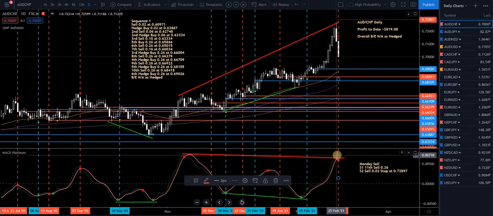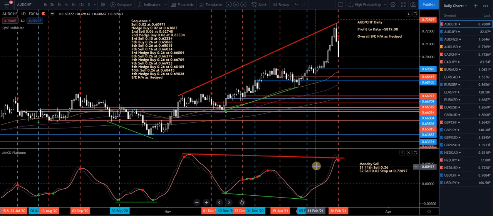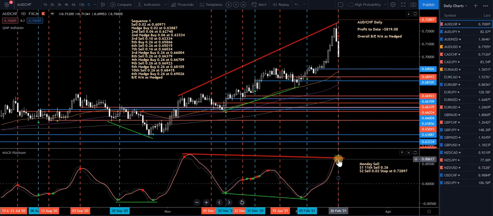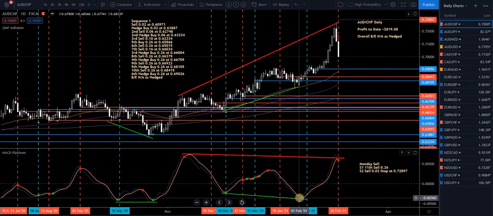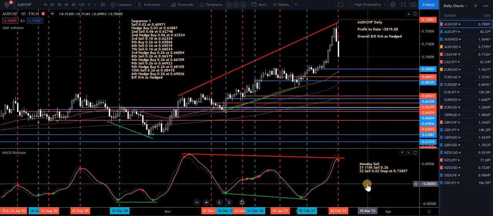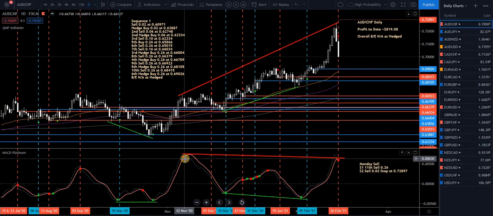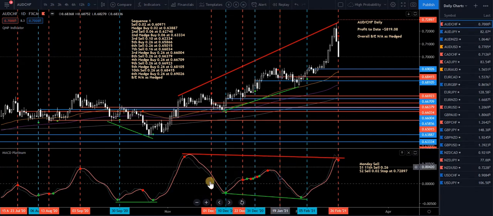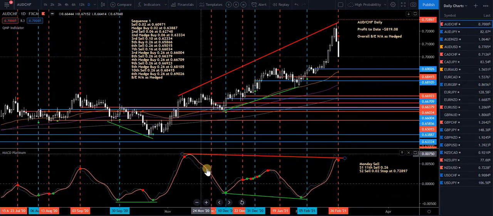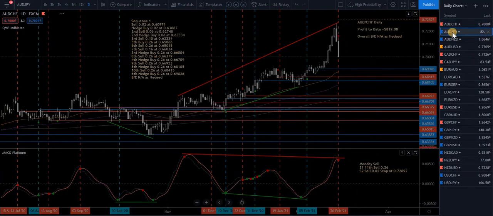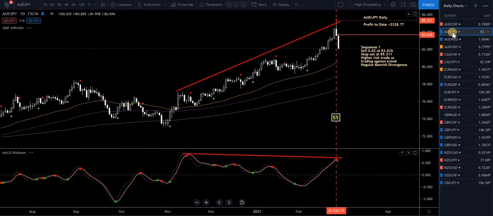The MACD Platinum's way above the zero level. And remember, with the MACD Platinum, we're looking to sell when it's above the zero level and we buy when it's below the zero level. This being the zero level here. So the red lines are bearish divergence, green lines bullish divergence. So you can see prices going up, MACD hasn't really followed. So that's Oz Swiss.